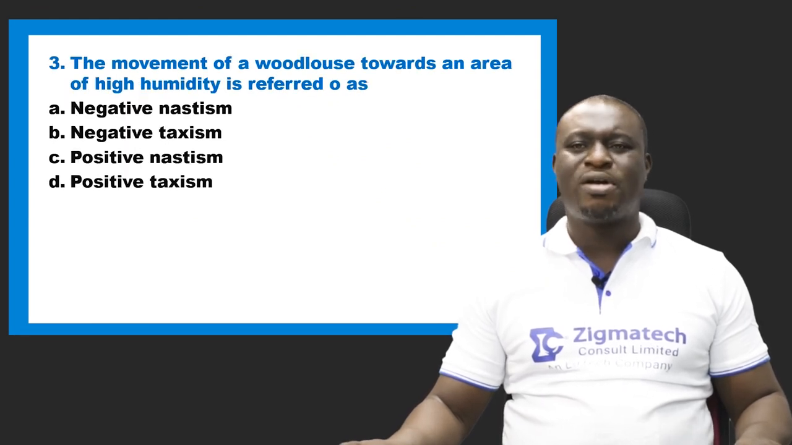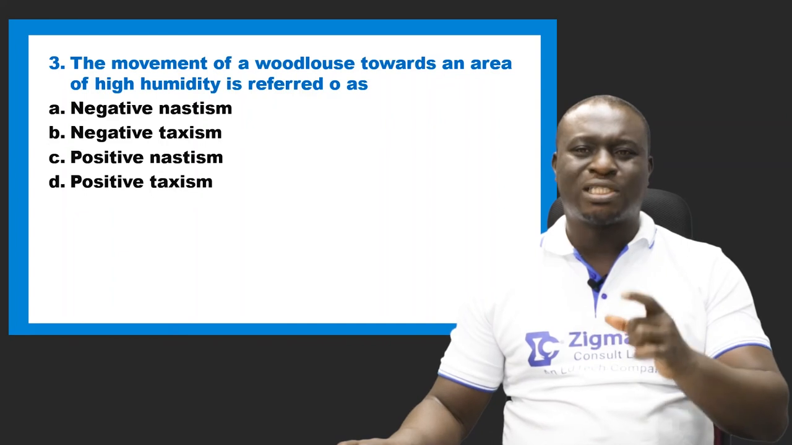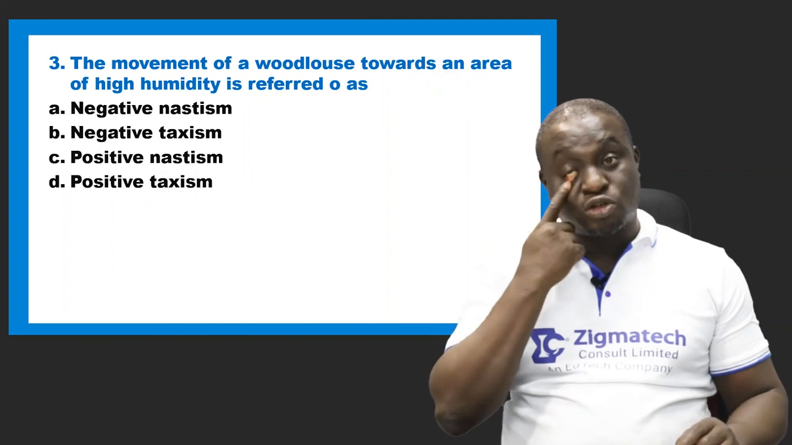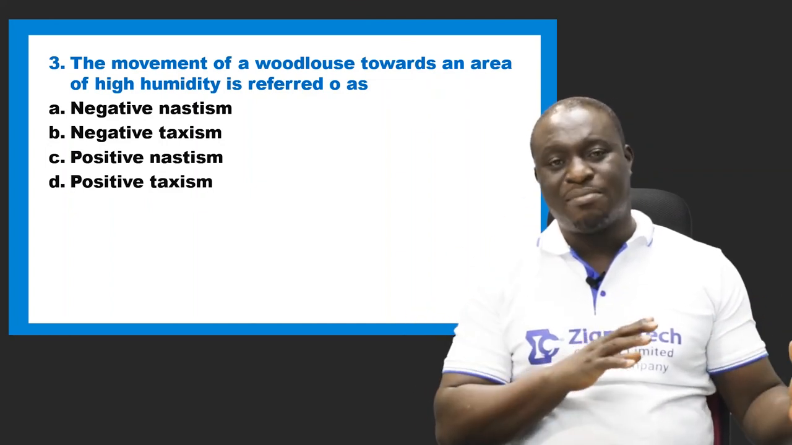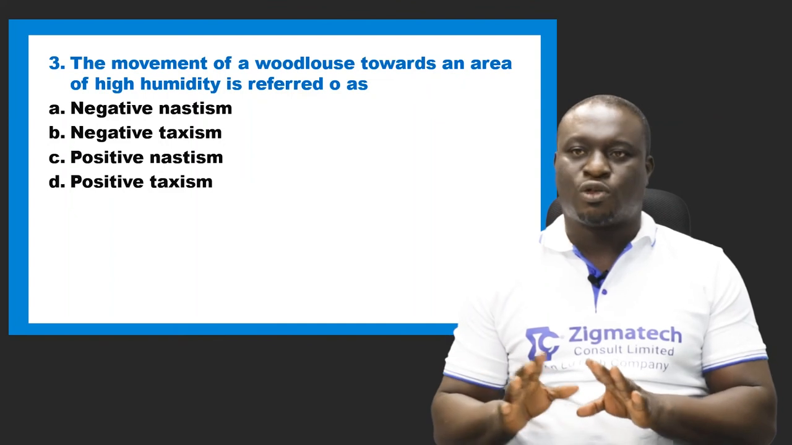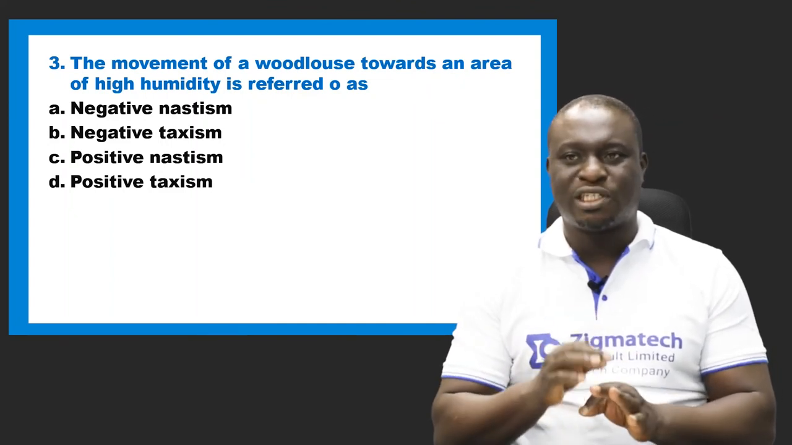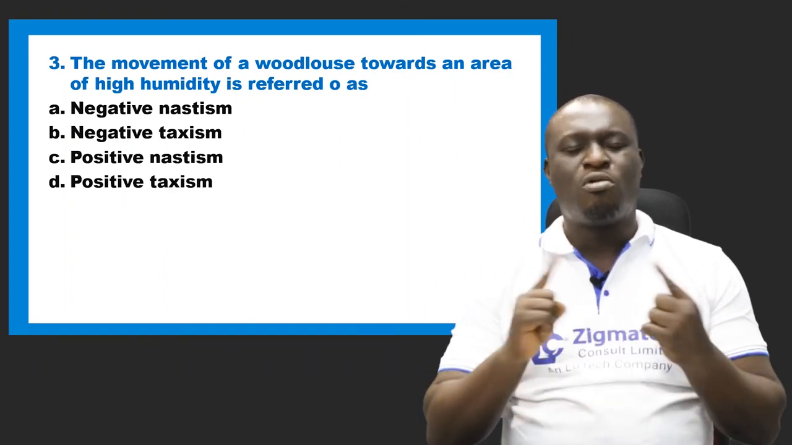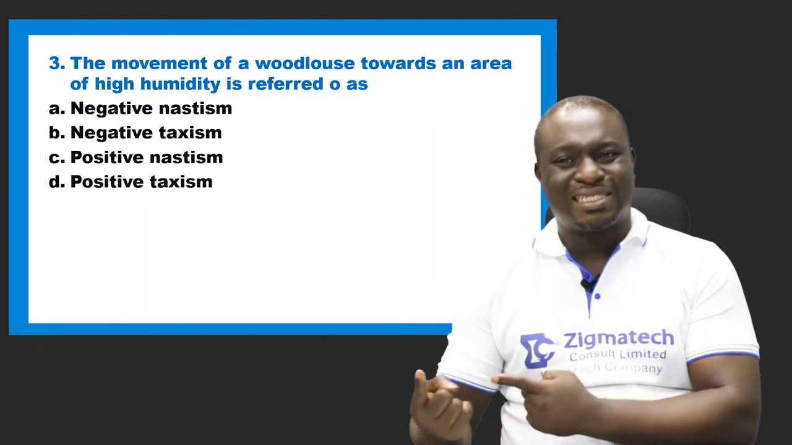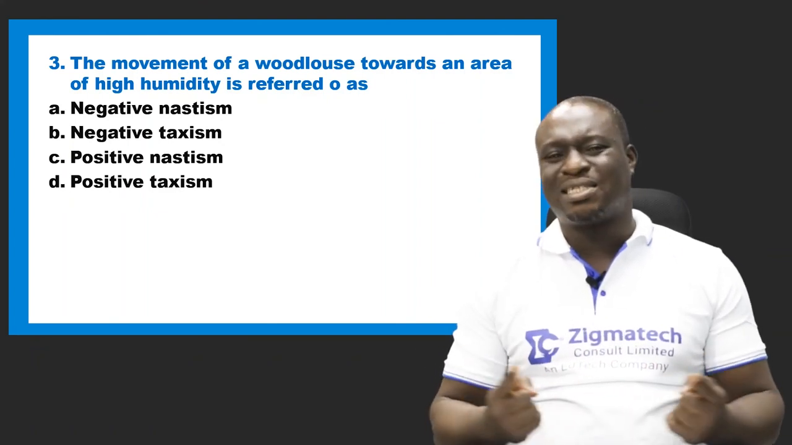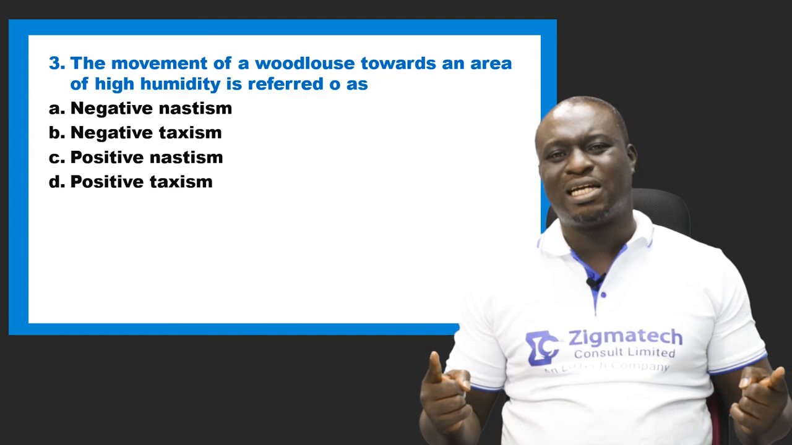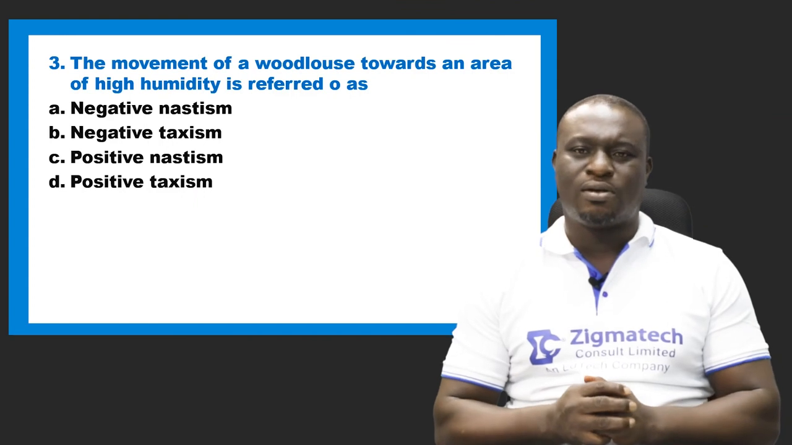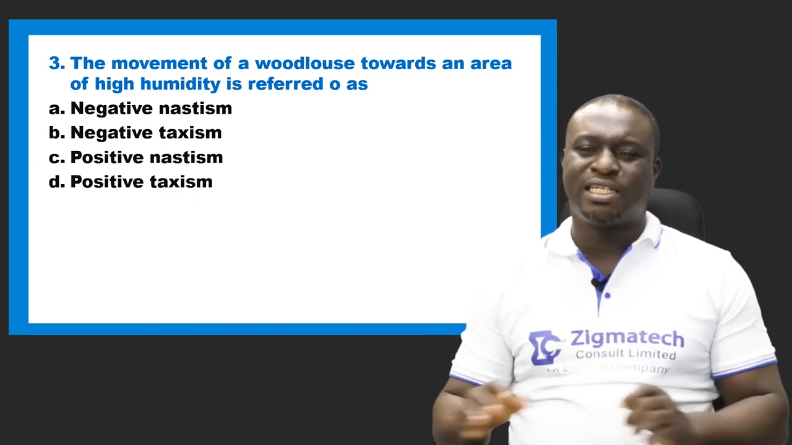And then number three, the movement of a wood louse towards an area of high humidity. Remember I told you there are two types of responses. It can be negative, it can also be positive. So moving towards is a positive response. Now a wood louse moves the whole of its body, and when you're moving the whole of your body, that is taxism and not nastism. Nastism is a non-directional response. So the correct answer there is option D, positive taxism.